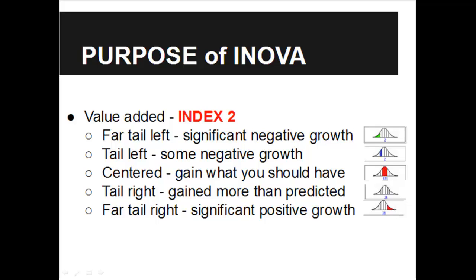Now we're going to actually combine both index 1 and index 2. So we're going to combine colors, which is index 1, and tails, which is index 2. So let's look at this example. First, we're going to look at the color within this sample. The color is green. And so green tells me that this student is most likely to pass. Now let's look at the location of the green within the curve. The location is far tail left.